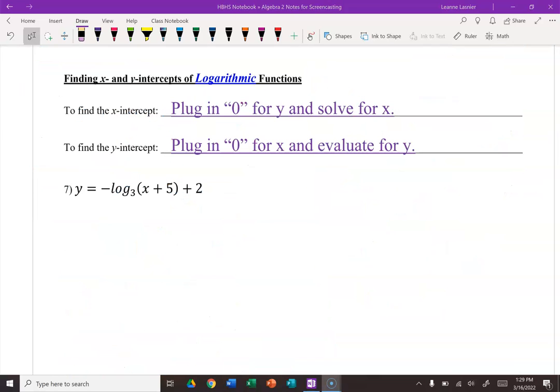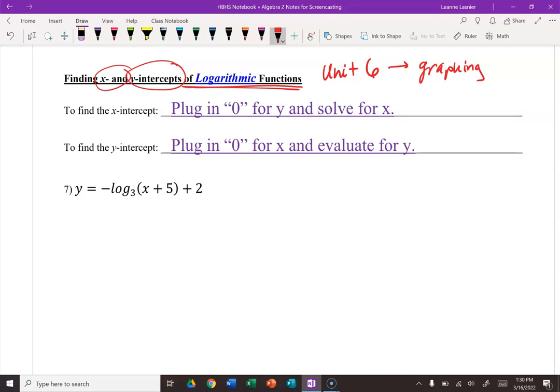So for the last part of these video notes, we're going to just look at how we could find x and y intercepts for logarithmic functions. So in our next unit, which is unit 6, which is all on graphing, we're going to be looking at the graphs of functions that look like this. And it will be helpful to be able to find the x and the y intercepts. But that uses a skill from this video, right, solving logarithmic equations, which is why we're teaching this to you now so that you can use it eventually in Unit 6.